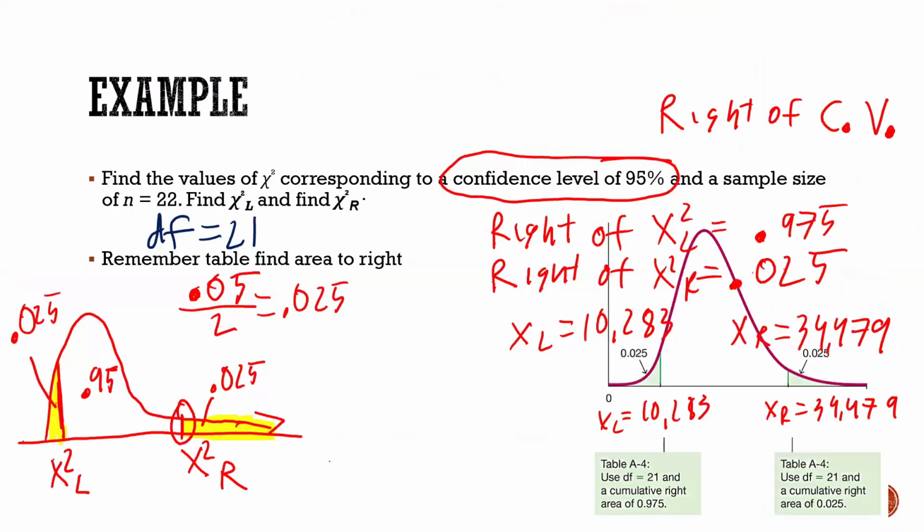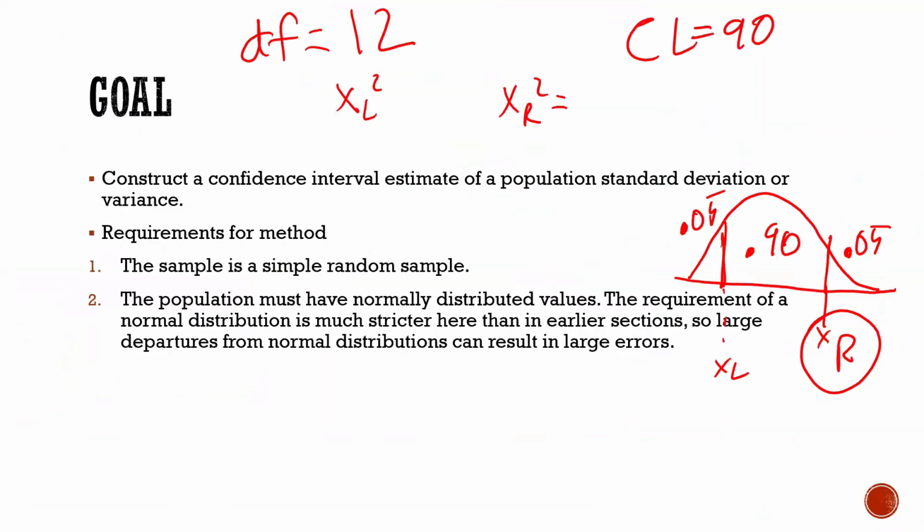So that's how you get chi-squared L and chi-squared R. So then the other question that you set, Regina, is what do we do with them? Yeah, right. That's what you're asking, because it's not clear how that gets you a confidence interval for a variance, right?